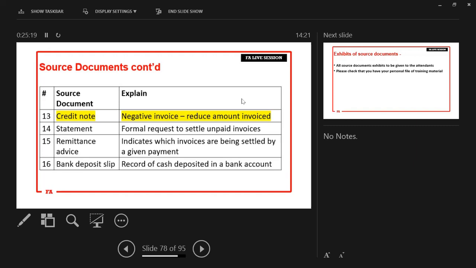Then the bank deposit slip is a record of cash deposited in a bank account. All right? Yes.